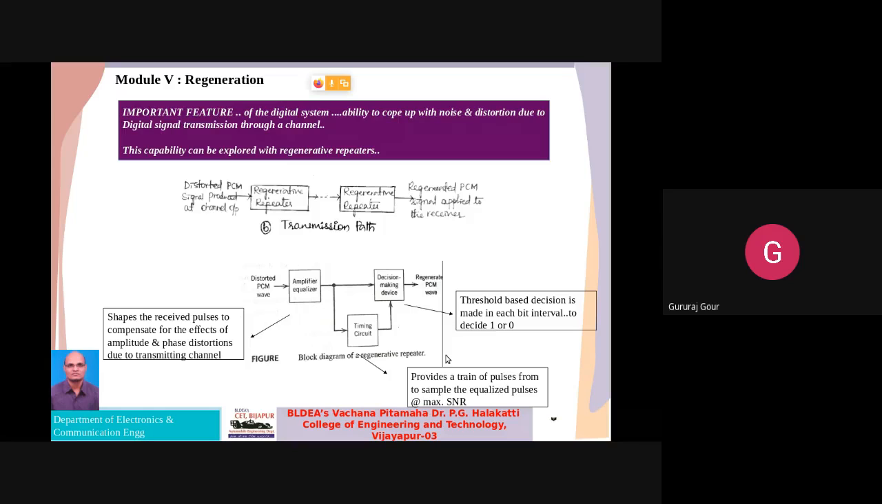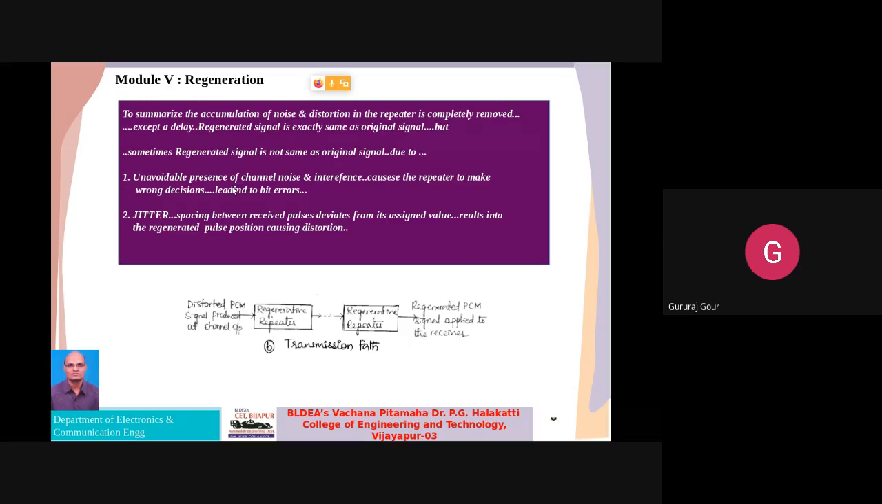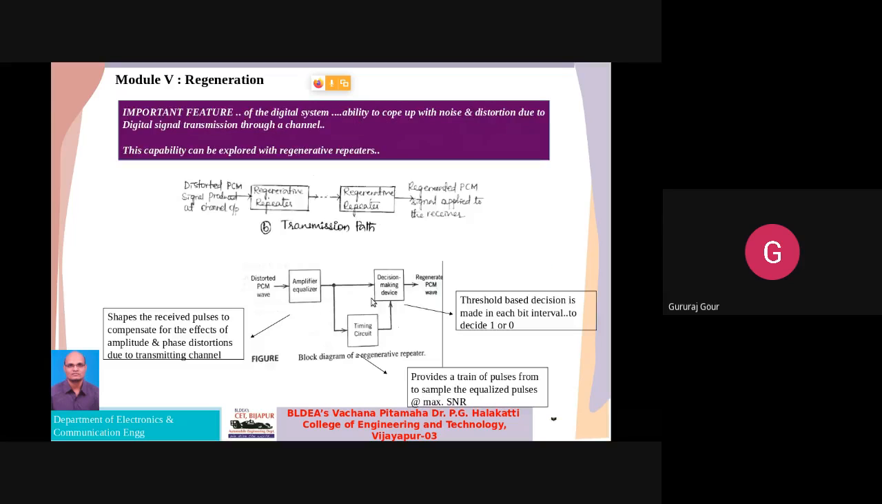That is the main detail, how it is going to regenerate our lost or weaker pulses, which are a stream or bit stream of ones and zeros, like that. So to summarize, the accumulation of noise and distortion in this way in the repeater is completely removed, because it is doing the equalizing, meaning it is taking care of amplitude distortions or phase variations because of the noise in the transmission path separately.